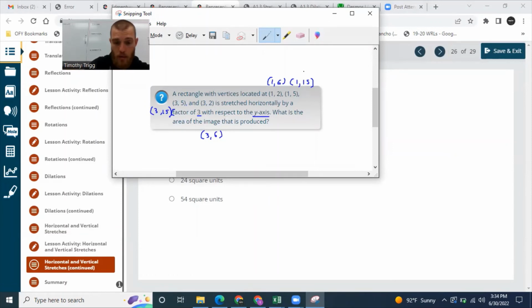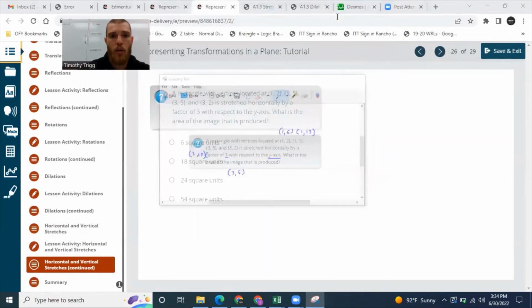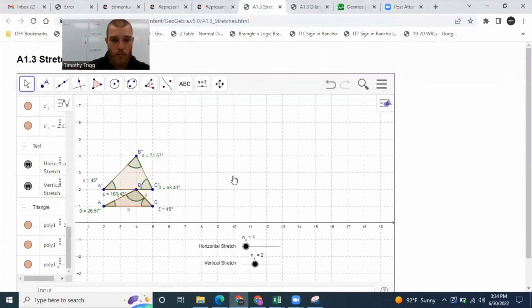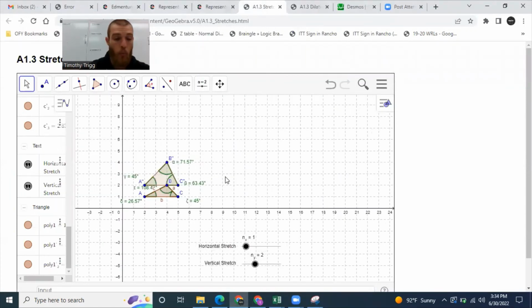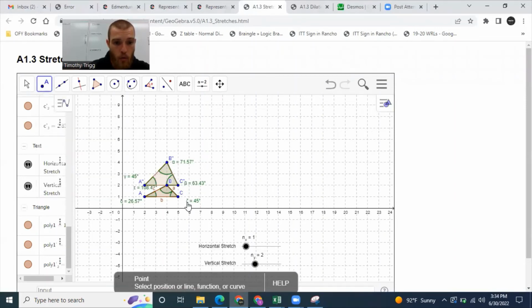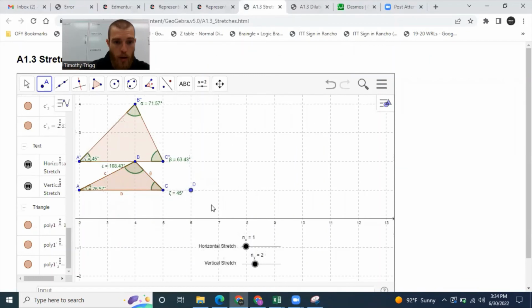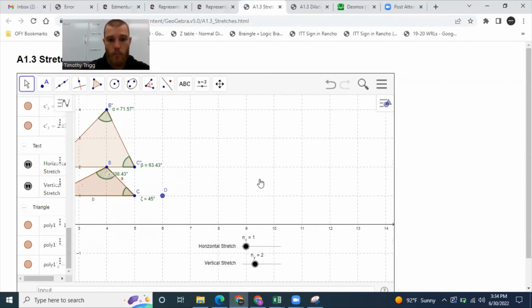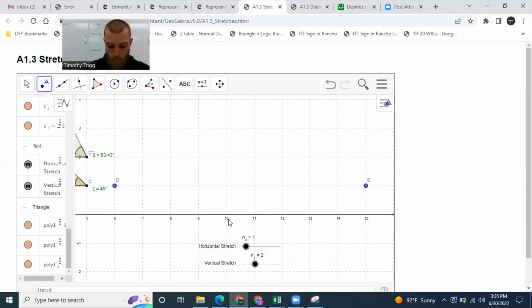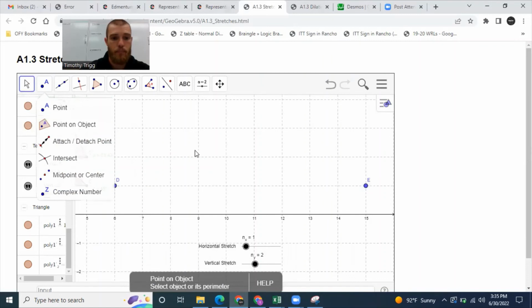Okay, so now let's go ahead and graph these points. (1, 6), (1, 15), (3, 15), and (3, 6). And I'm going to go on GeoGebra and graph these points here. So we got (1, 6). I'm going to go to my point tool. (1, 6), (1, 15). It's over here. (3, 15).